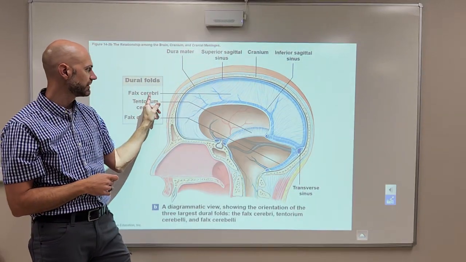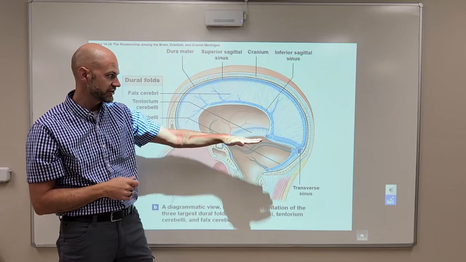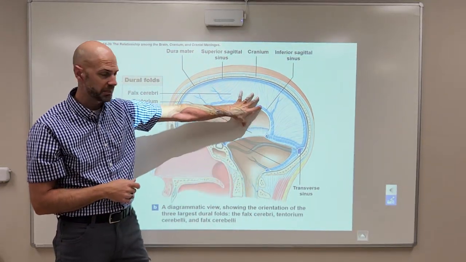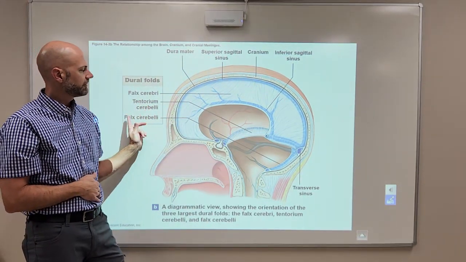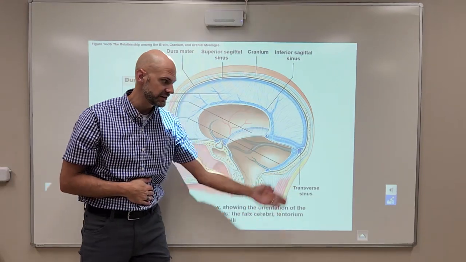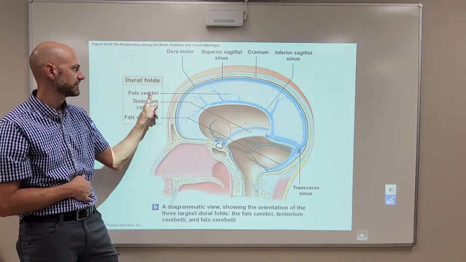That's called the falx cerebri. And then there's a flat one that runs in this kind of transverse section. It really is separating the cerebellum from the cerebrum above, okay? That's called the tentorium cerebelli. And then the falx cerebelli, again, is a very thin sheet, but again, it's still in this sagittal plane. Okay, so falx cerebelli versus falx cerebri.